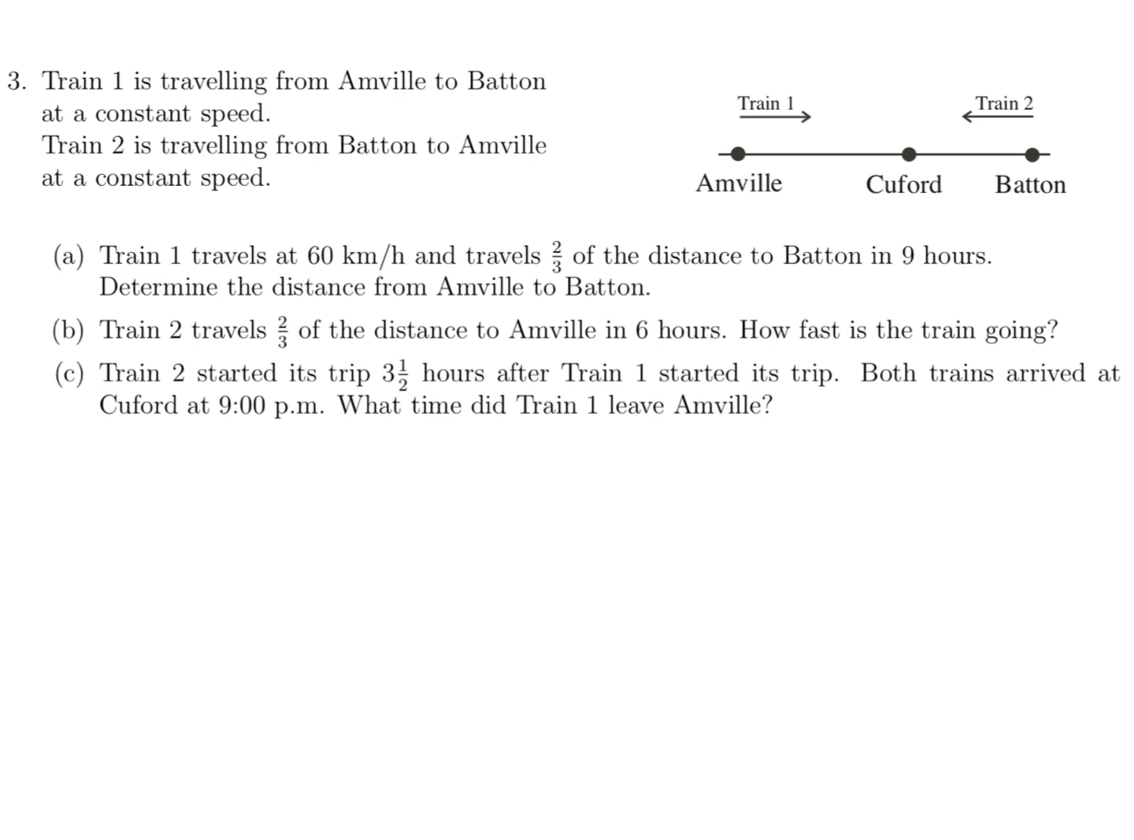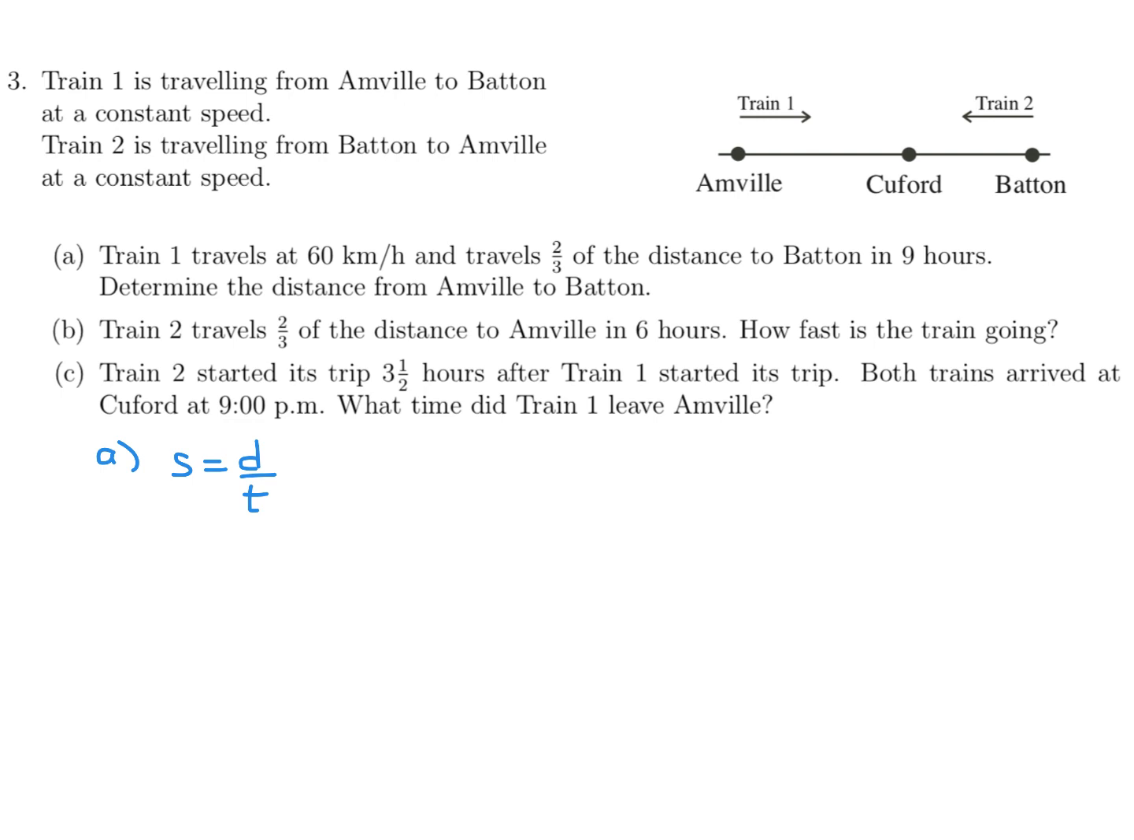Number 3. Train 1 is traveling from Amville to Batten at a constant speed. Train 2 is traveling from Batten to Amville at a constant speed. Train 1 travels at 60 kilometers an hour and travels 2/3 of the distance from Batten in 9 hours. Determine the distance from Amville to Batten. All right. So speed is equal to distance over time. We'll probably use that formula several times in this question.